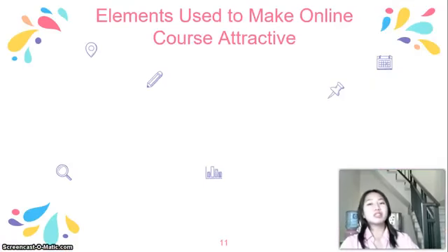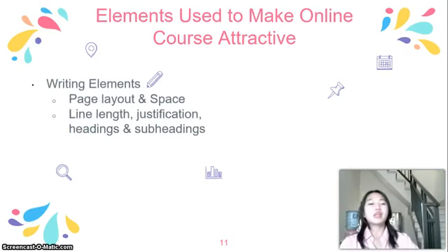There are several elements to make an online course attractive. The first one is writing elements. It includes page layout and space, line length, justification, headings, and subheadings. In designing online courses, it's important to put space outside, inside, and around the content. If there is sufficient space between lines, paragraphs, and to the right and left of the text, it will stand out and be easy to read by the students.